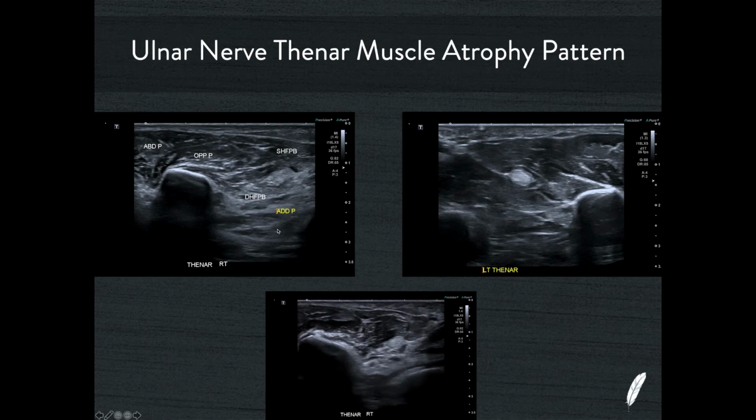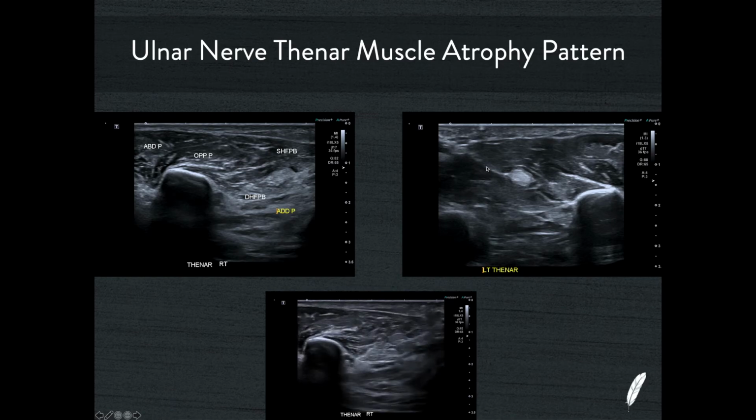So this is a person with cubital tunnel syndrome. And this is a comparison to the opposite hand, showing preservation of all muscle groups.